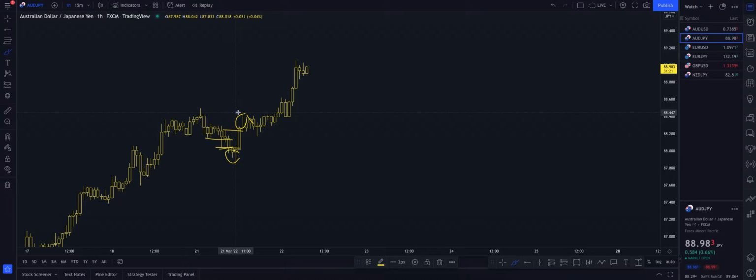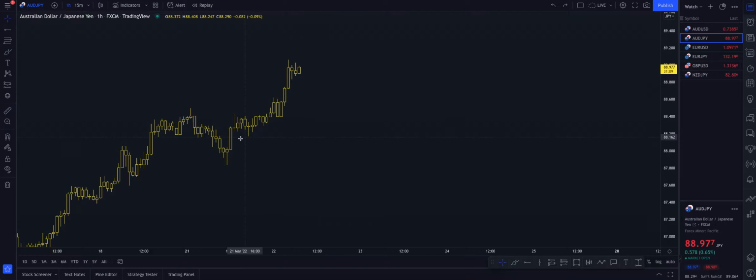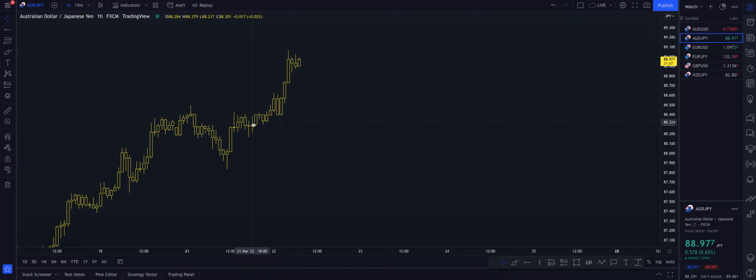Then of course, we started to range around within here. We broke this high, retraced, and now we broke this high and start to see commitment. Now again, what happens after this push? Now we can clearly see that we are starting to see momentum. We have started to trend up.